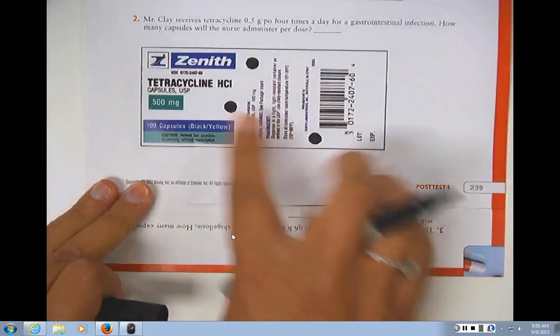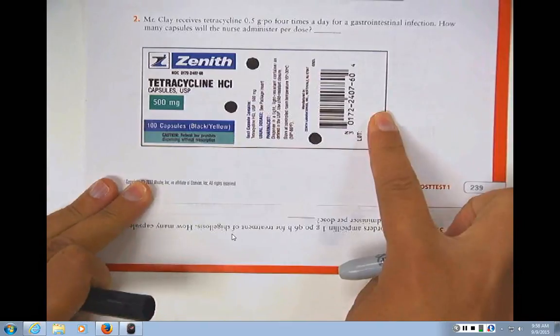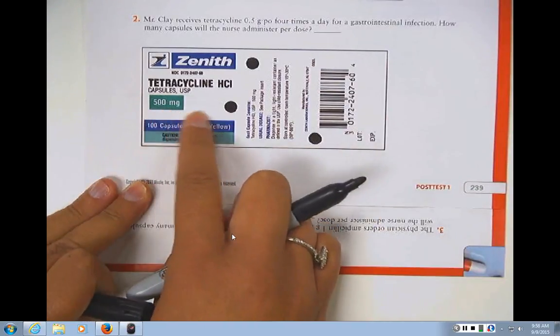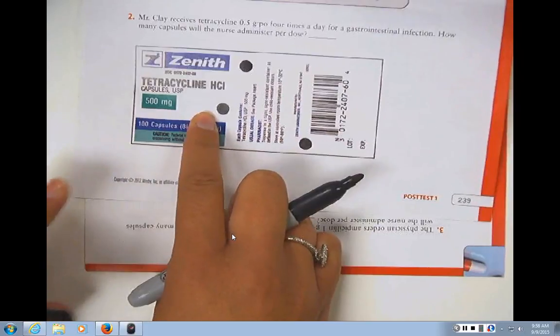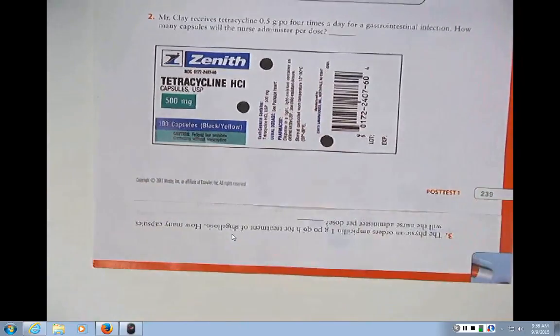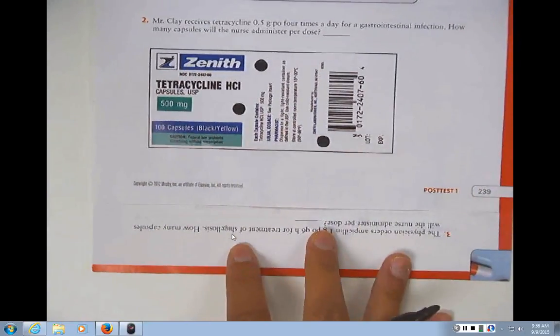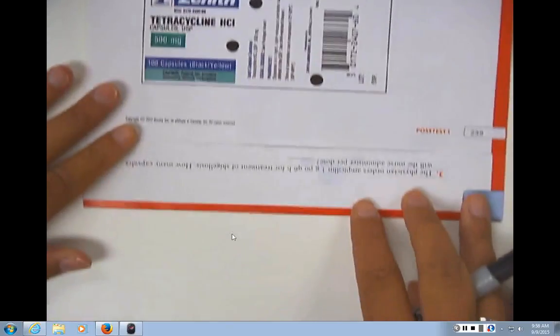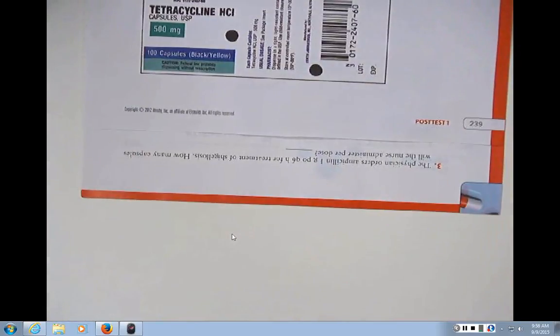Here is my medication label, and it states that there are 500 milligrams per capsule. So please note that my physician's order is in grams, but my medication is in milligrams. So you're going to have to pull out that conversion guide you have, and we're going to have to add a little conversion to this. So, get some paper here.